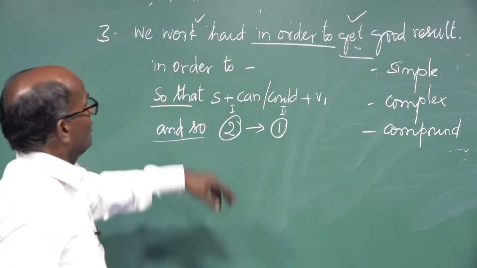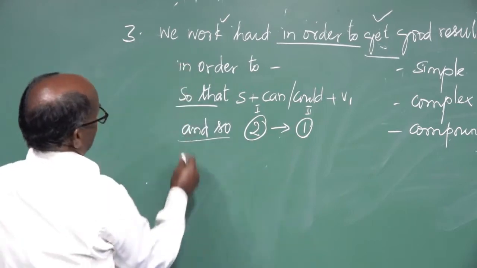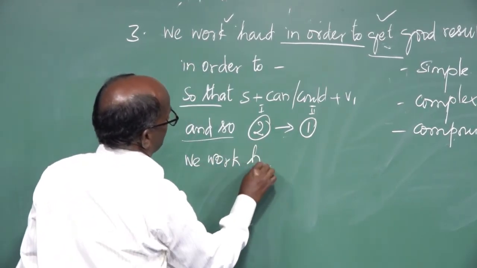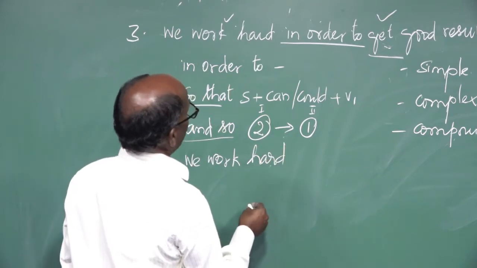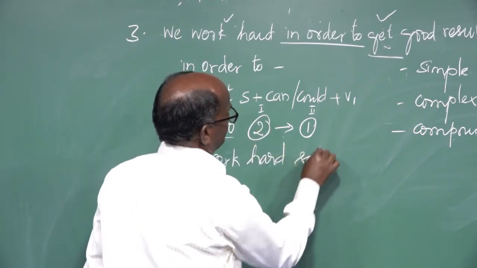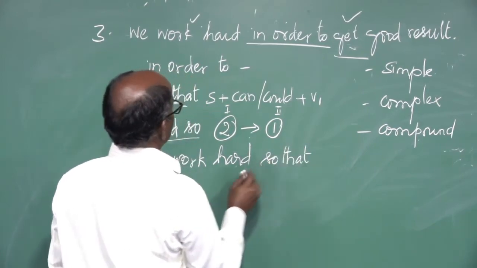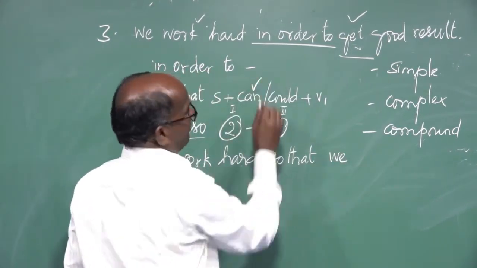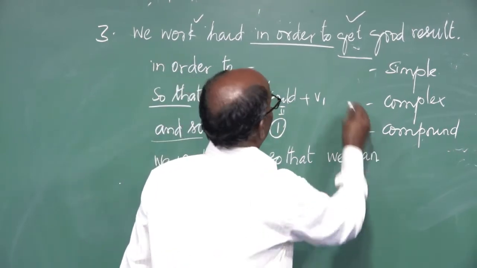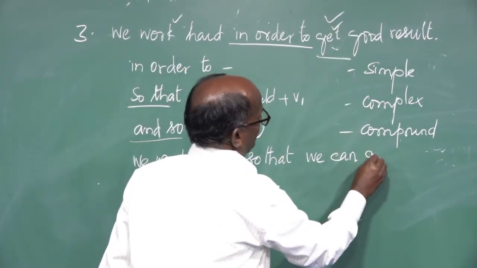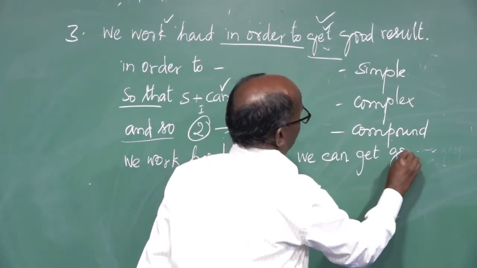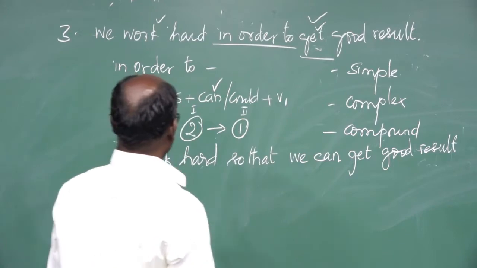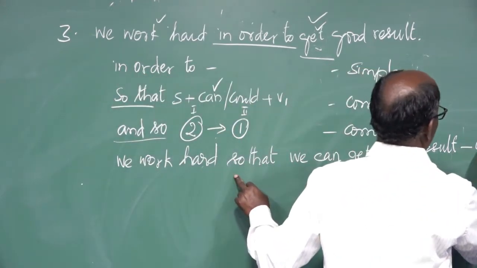And now we will see how we are going to convert it. We work hard. Then you should write so that. So that, what is the subject? We. And we should write according to the formula, can. What is the verb? Get. We can get good result. And this is complex.